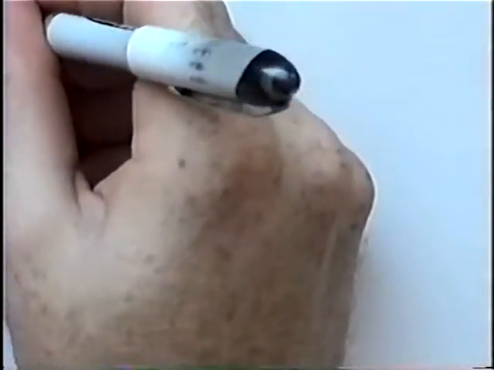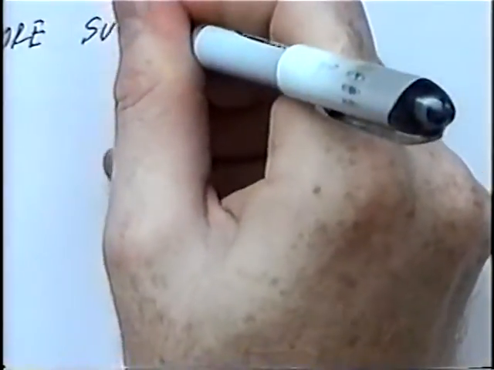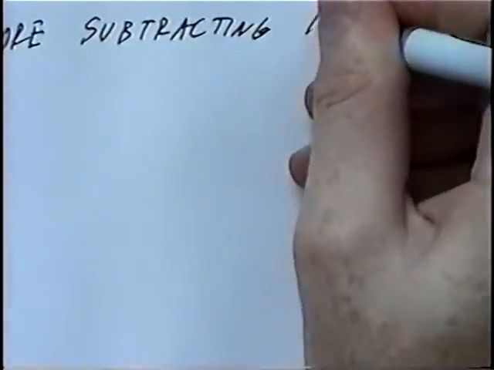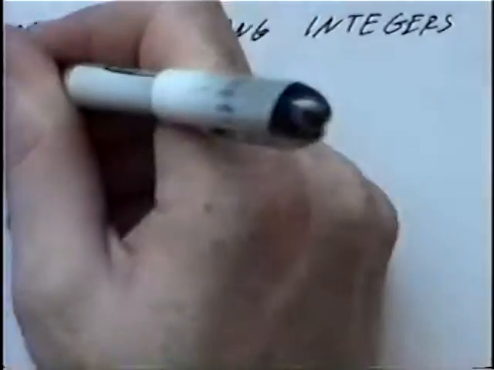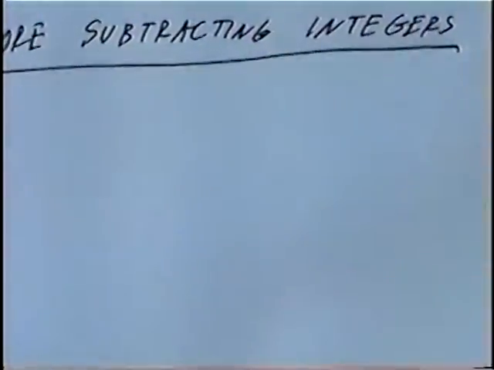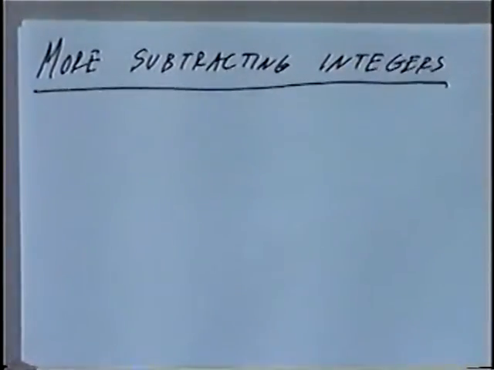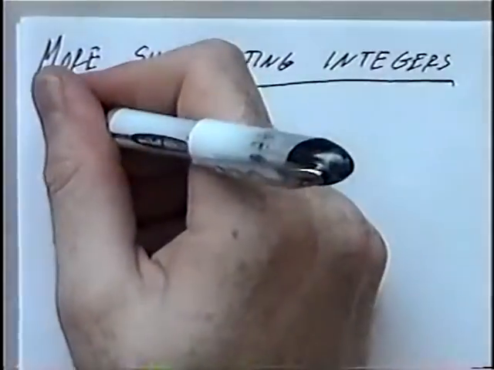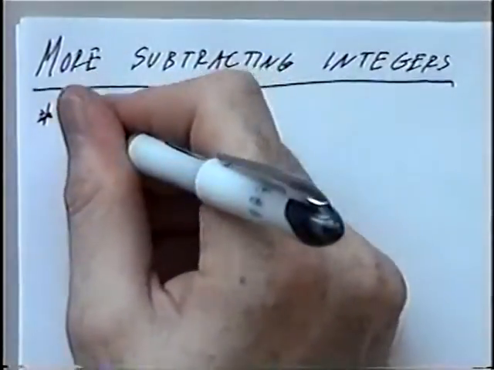Title of the last section of notes today is More Subtracting Integers. Couple definitions for this section, which are similar to the ones we did yesterday. Same signs.